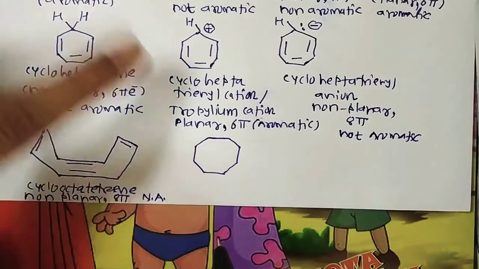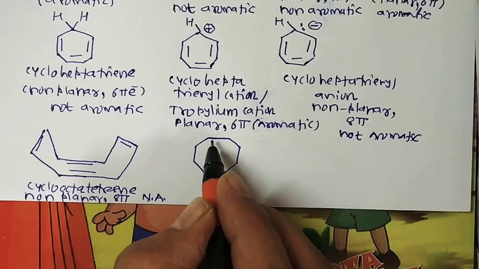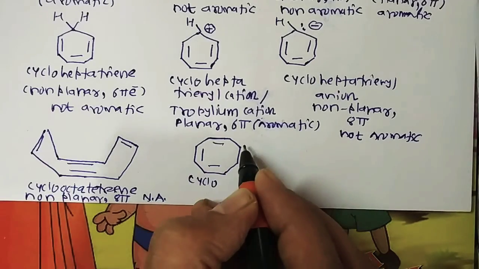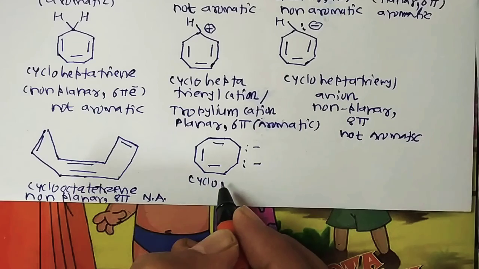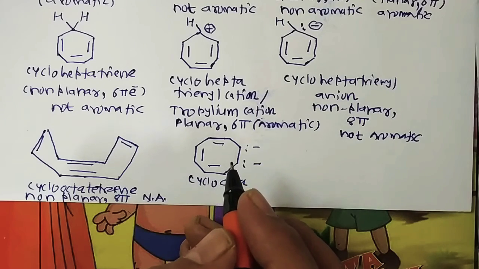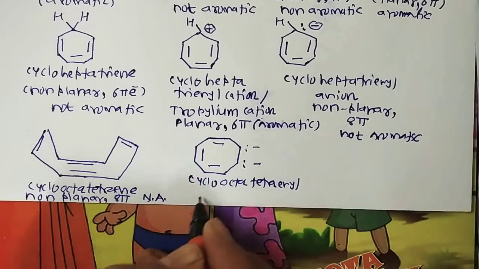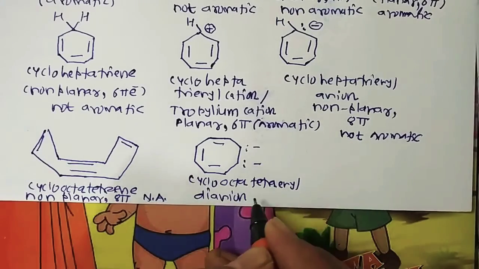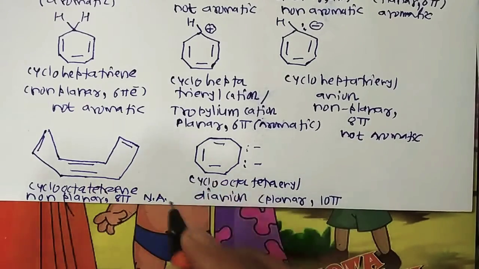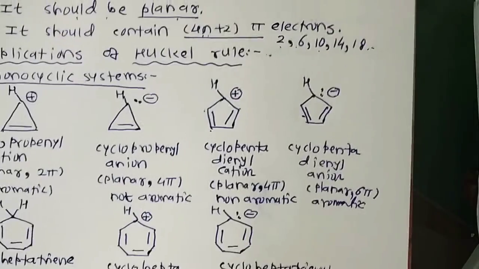One more example is like that, but mind well, this example is different, totally different, because it is an octagonal, eight-membered ring. So this is the cyclooctatetraenyl dianion, because it is a dianion. But it is planar in nature. Definitely it is planar in nature, with 10 pi electrons spread over the whole system. So this compound is aromatic in nature. So this is about the monocyclic system.